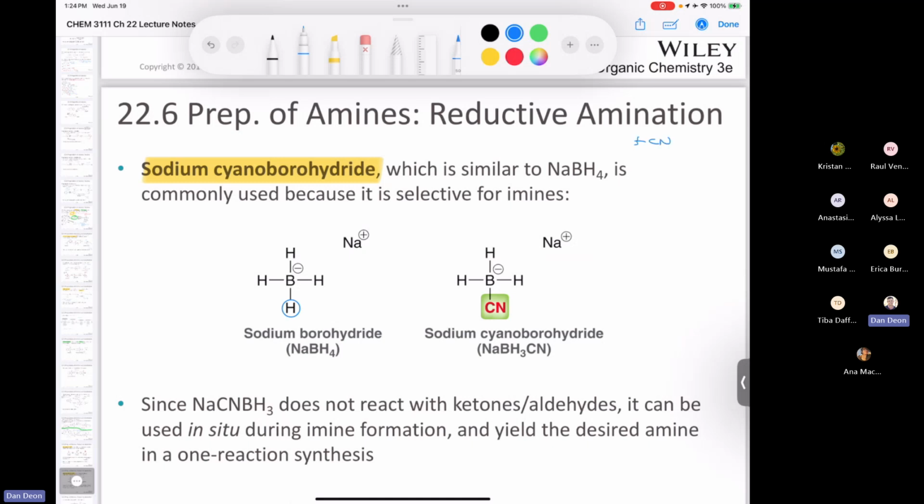So remember that that's an electron withdrawing group. Okay, so that pulls electron density away from the boron. And what it does is it stabilizes the negative charge. And it means that sodium cyanoborohydride is not strong enough to reduce an aldehyde or a ketone, but it will reduce the imine once it's formed.